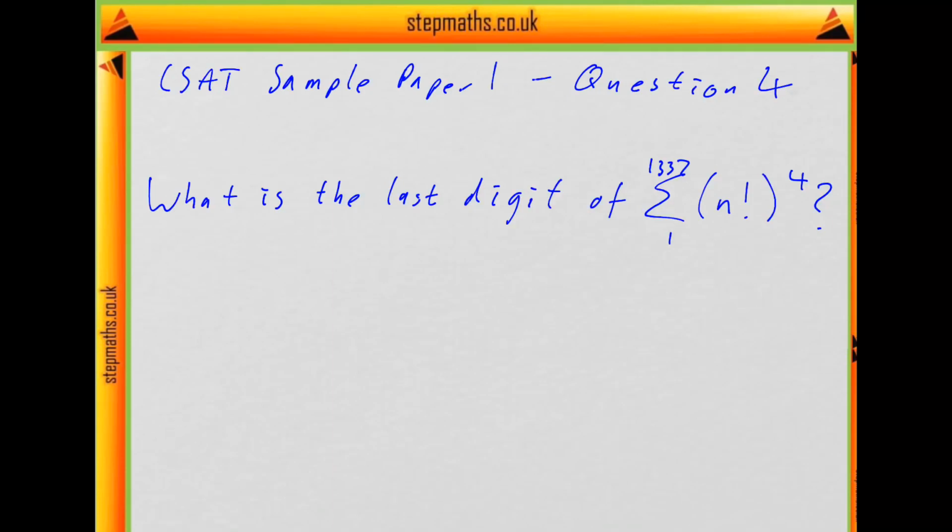This is question 4 from the first CSAT sample paper. In this question we're simply asked to find the last digit of this sum, the sum from 1 to 1337 of n factorial to the 4. So if you want to have a go at this question yourself, pause the video now.